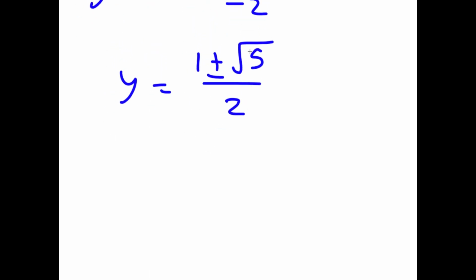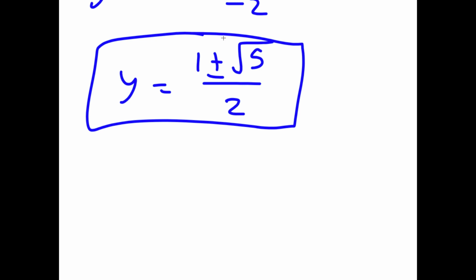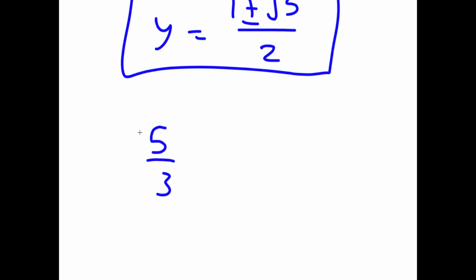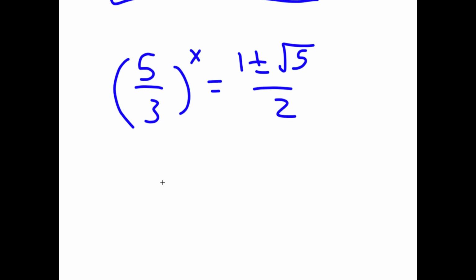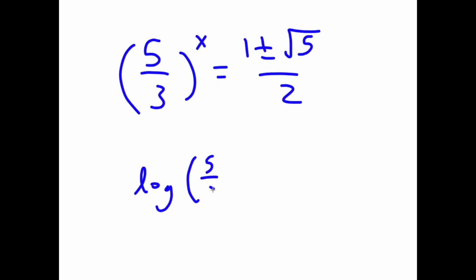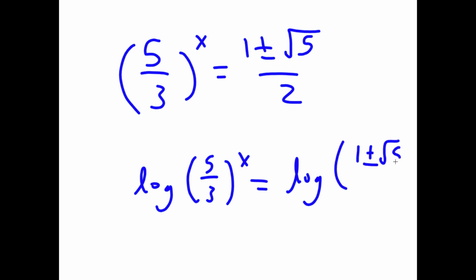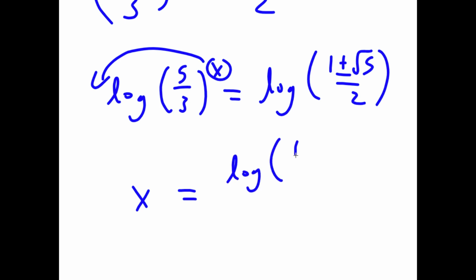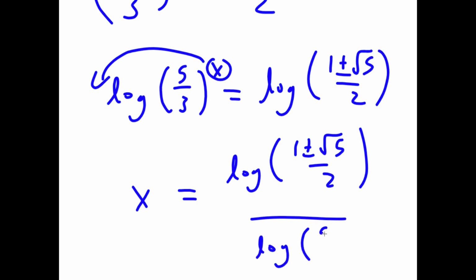So now that I have my value for y, remember how I said 5 over 3 to the power of x equals y. So now I have 5 over 3 to the power of x is equal to 1 plus or minus the square root of 5 over 2. So now if I take the log on both sides, I get log of 5 over 3 to the power of x is equal to log of 1 plus or minus the square root of 5 over 2. And now I can move x to the front. So now I have x times log 5 over 3. If I divide both sides by log 5 over 3, I get x equals log of 1 plus or minus square root of 5 over 2, over log 5 over 3.